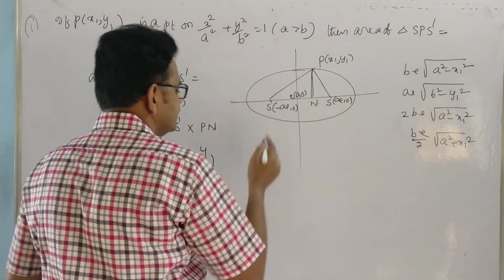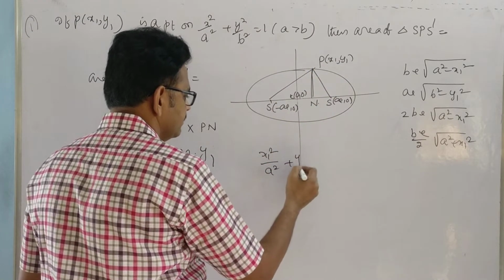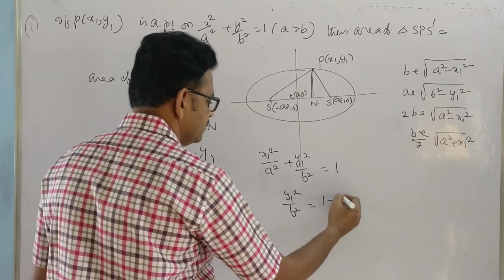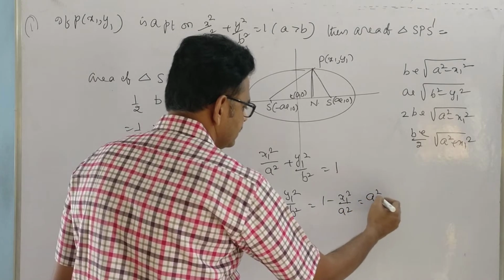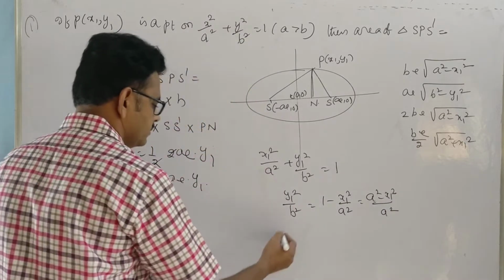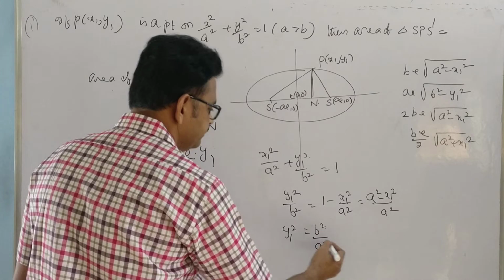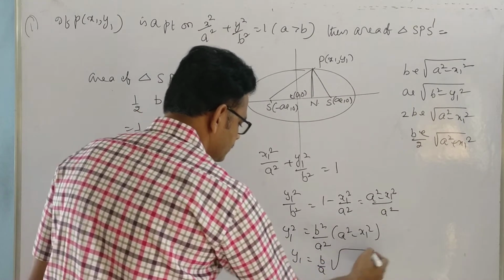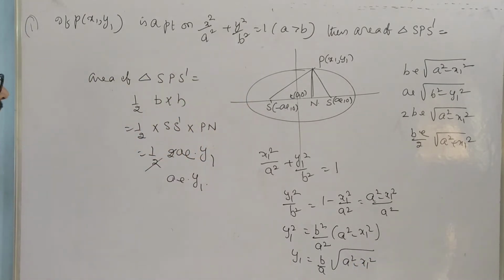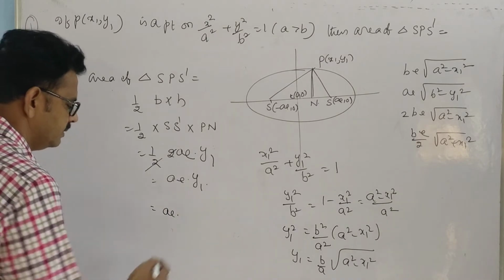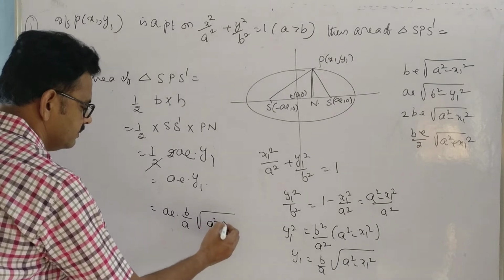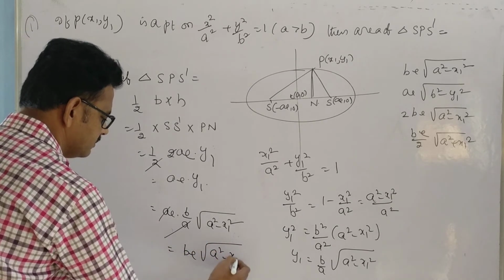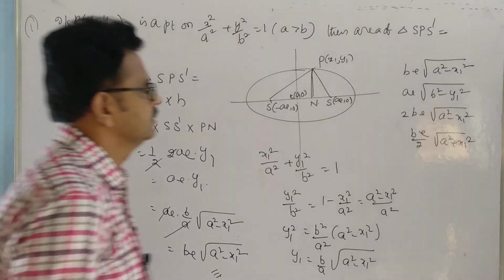Since (x1, y1) lies on the ellipse, x1²/a² + y1²/b² = 1, so y1²/b² is equal to 1 minus x1²/a², that is equal to (a² minus x1²)/a². So y1² is equal to b²/a² into (a² minus x1²), so y1 is equal to b/a into root of a² minus x1². So AE into y1 is AE into b/a into root of a² minus x1². The a gets cancelled, that is BE into root of a² minus x1². So the first option is correct.